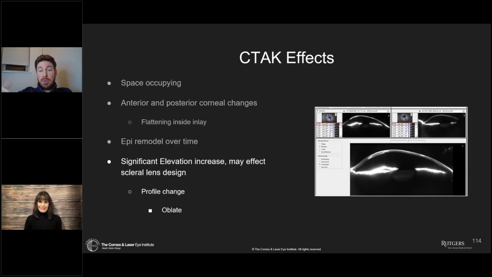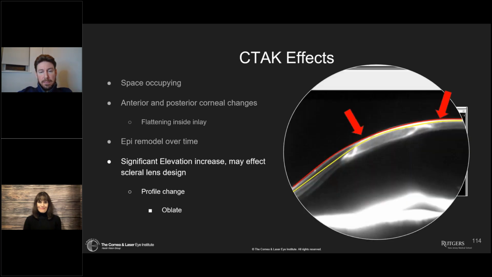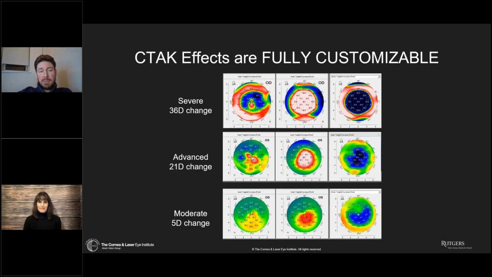And we can do dramatic changes to these corneas. If you're fitting contact lenses, virtually any of them are going to need to undergo refitting afterwards, even scleral lenses. And you can see the big elevation changes created here in the peripheral cornea. Now they're fully customizable, so we can create huge changes. You can see in the severe cornea, we're able to flatten this individual 36 diopters, but we can modify it, and even in a mild individual, we're able to change it only 5 diopters. So it's a fully customizable treatment for individuals.